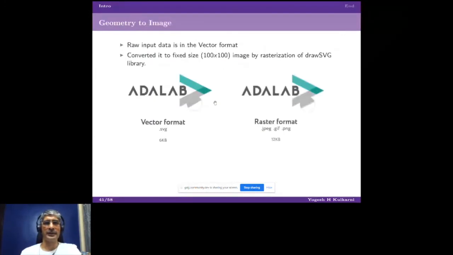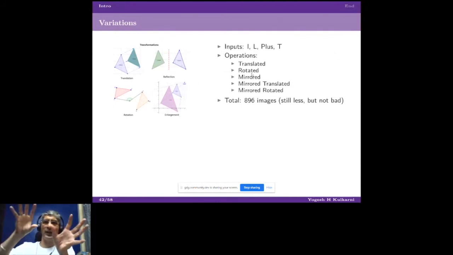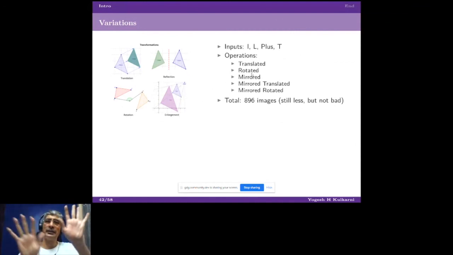So I'll show you some examples. Can I translate these shapes, both input and output, a little bit, and generate 4 or 5 samples? Can I rotate a bit, and then generate a few more samples? Can I mirror both together? Can I mirror and translate? Can I mirror and rotate? So that's how I can generate variations of the same shape.